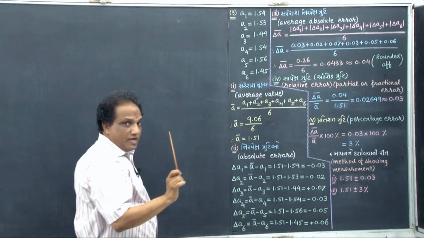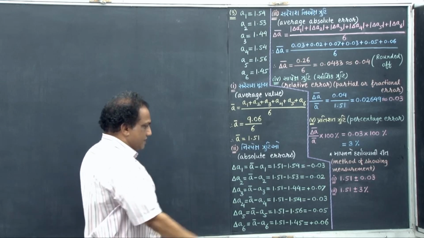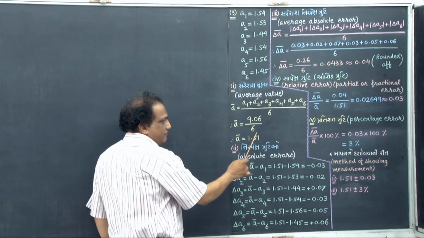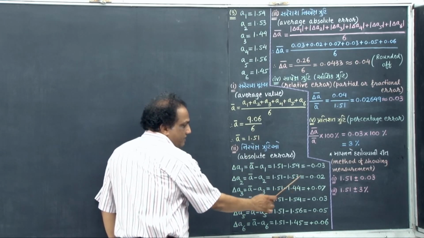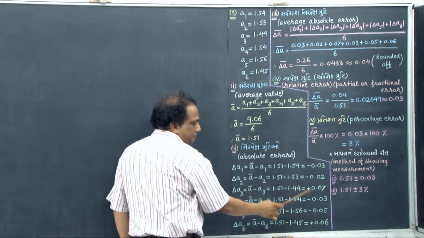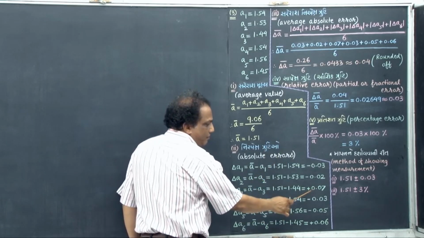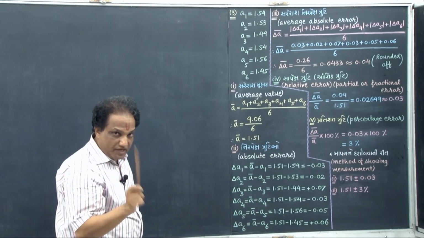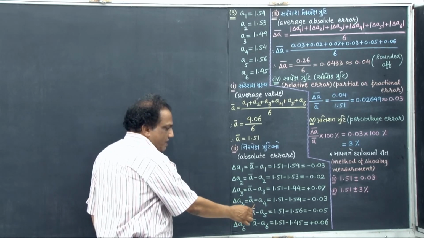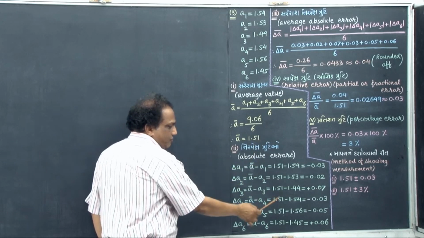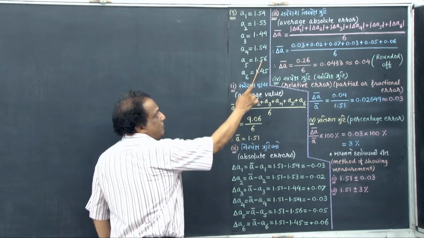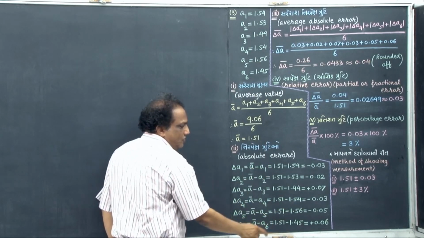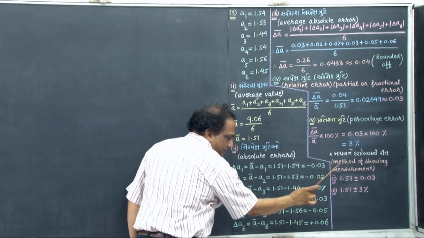Absolute error in the third measurement is delta A3. It is A bar minus A3. A bar is 1.51 minus A3 is 1.44. The subtraction comes out to be plus 0.07. Now absolute error in the fourth observation is delta A4 equals A bar minus A4. A bar is 1.51 minus A4 is 1.54. 1.51 minus 1.54 comes out to be minus 0.03.